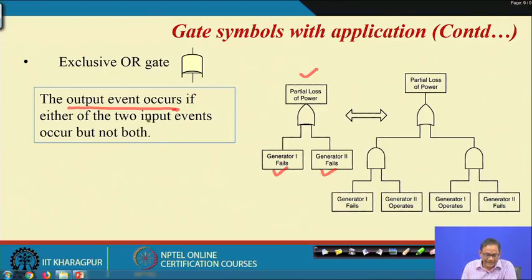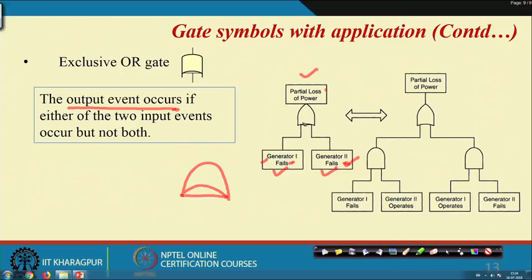So, this is the case. Suppose the output event occurs if either of the two events occurs, not both. If both occur, suppose this fails and this fails, there will be no power. If this fails and the second one does not fail, or the second one fails and the first one does not fail, then it is partial loss. As a result, we are using this symbol, the exclusive OR symbol, which is like this.